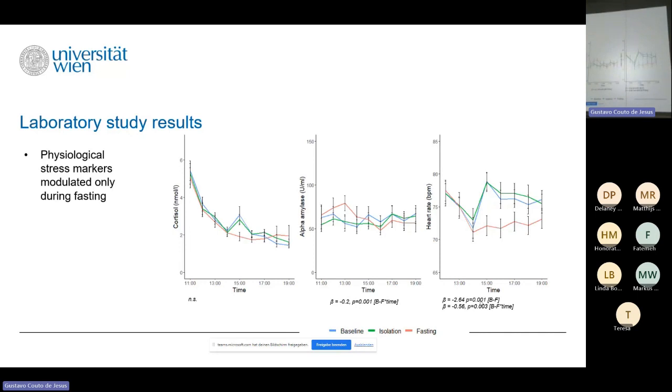And this is what we observe here. So it's not the right marker for us for detecting this energy depletion. Also, we did not really see changes in alpha amylase, or at least no change during the three different conditions, and heart rate. Heart rate, again, you see that after a certain point you have a bump up, and this is probably because of the main meal. When you have food in the body, you have to digest it.